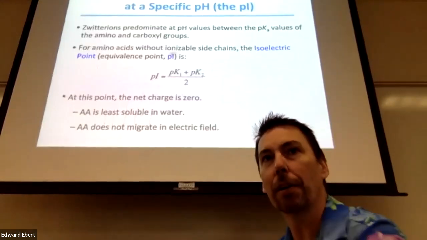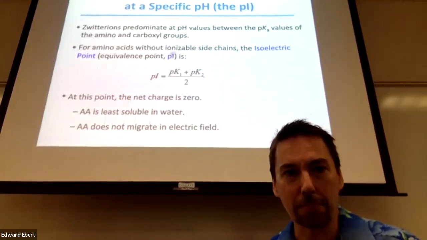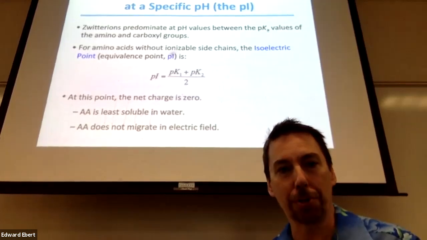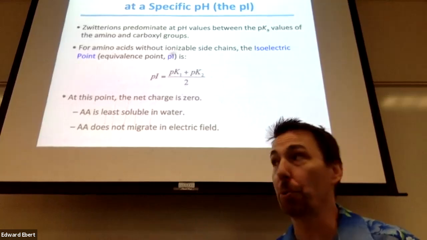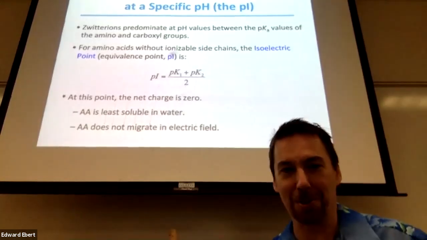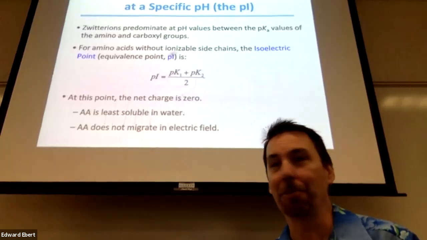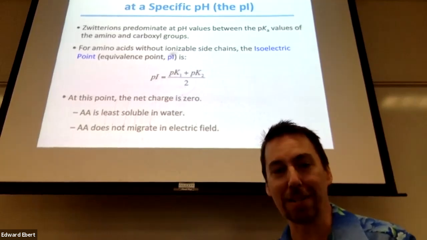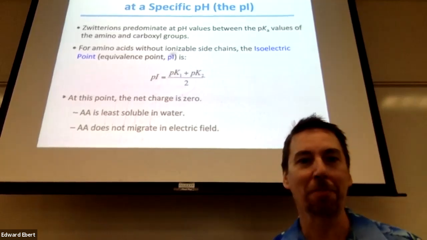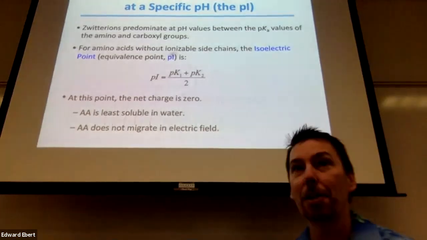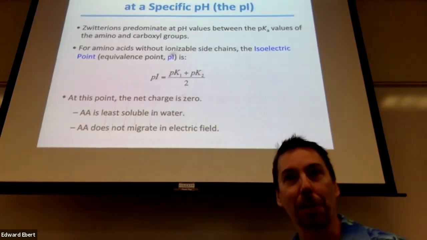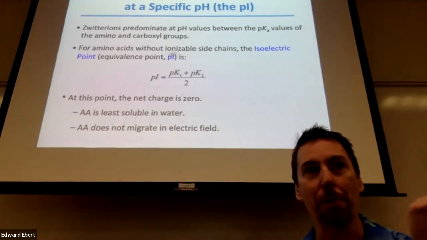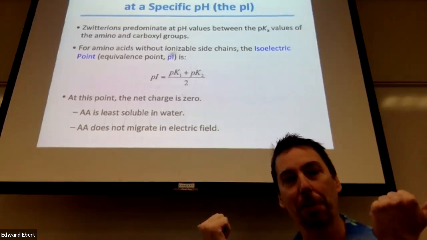So at a pH of 5.97, the charge will be 0, no charge. This is when it'll also be the least soluble in water because there's no charge there, and it won't migrate in an electric field. So that's a neat way that you can do some protein separations in electric fields by changing the pH. So this is our simplest version. For glycine, we only have those 2 pKa's. If we go one way, we become positive. If we go the other way, we become negative. Not too bad.